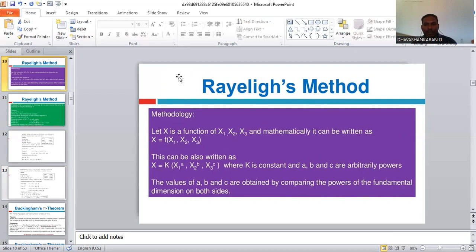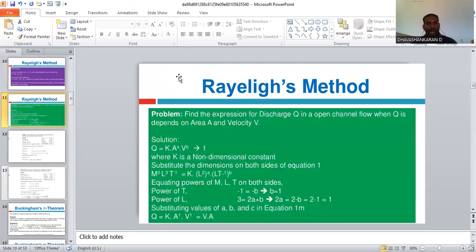The values of a, b, c are obtained by comparing the powers of the fundamental dimensions on both sides. So this is the method we have been using in Rayleigh's method. Let us express some problems based on this Rayleigh's method. Here they have given: find the expression for the discharge.